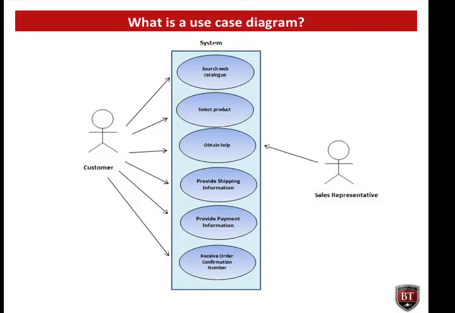The black line running around forming a rectangle is called the system boundary. It is optional to use. If something falls within the box, it means that functionality is within the scope. Now let's see the modeling elements one by one.